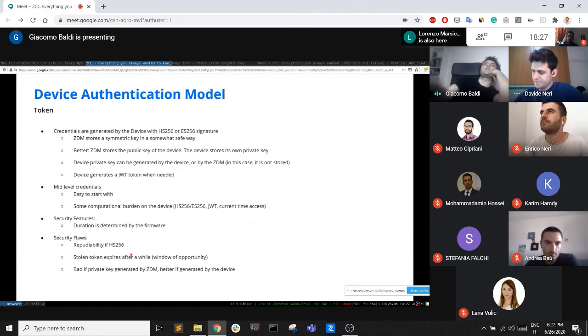The next step is using a token that is not a fixed token. In this case, the credentials are generated by the device using a digital signature algorithm, symmetric or asymmetric. The ZDM stores the symmetric key or the public key of the device. The better way is doing this, while the device stores its own private key. How does the ZDM know about the public key? There will be a moment in the device provisioning, when it comes out of the manufacturing facility, where the public key is transmitted to the ZDM.